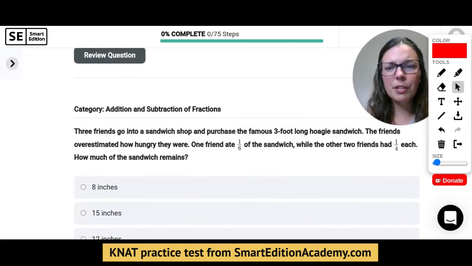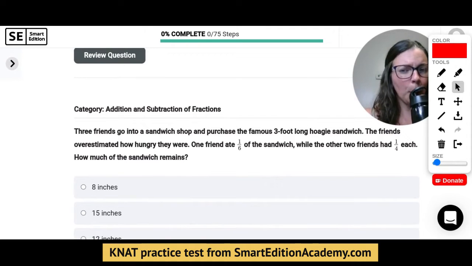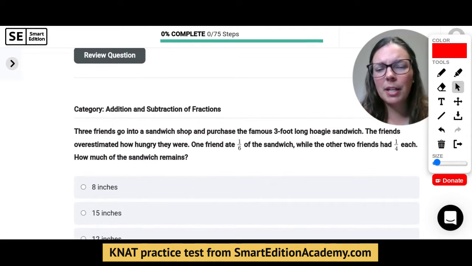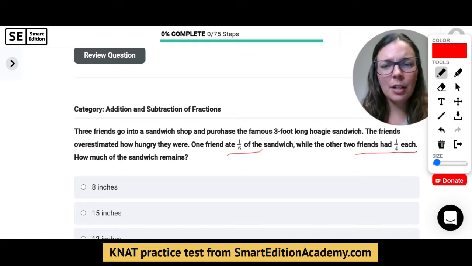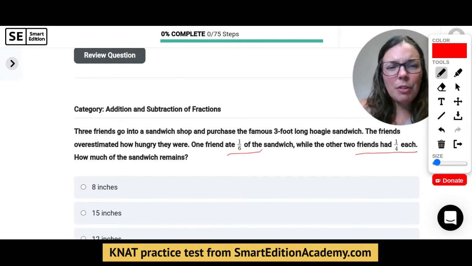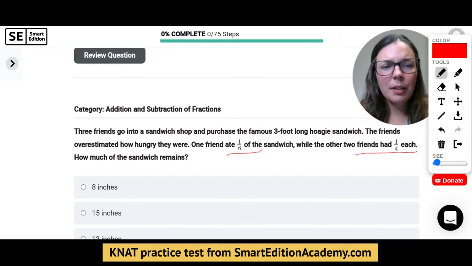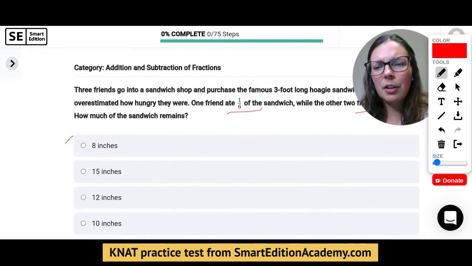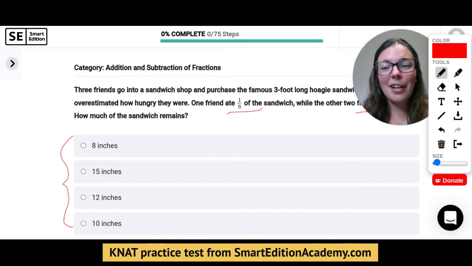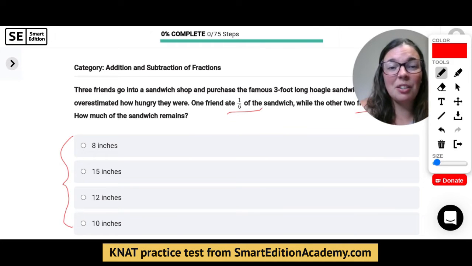Okay. 3 friends go into a sandwich shop and purchase the famous 3-foot-long hoagie sandwich. The friends overestimated how hungry they were. One friend ate 1/6 of the sandwich, while 2 other friends had 1/4 each. How much of the sandwich remains? All right, so we have a 3-foot-long hoagie sandwich. Notice that all of our answers, this time, are in inches. So sometimes it can be helpful to look at your answers to know how to get started on this question or know how to do it at least in a quicker way.